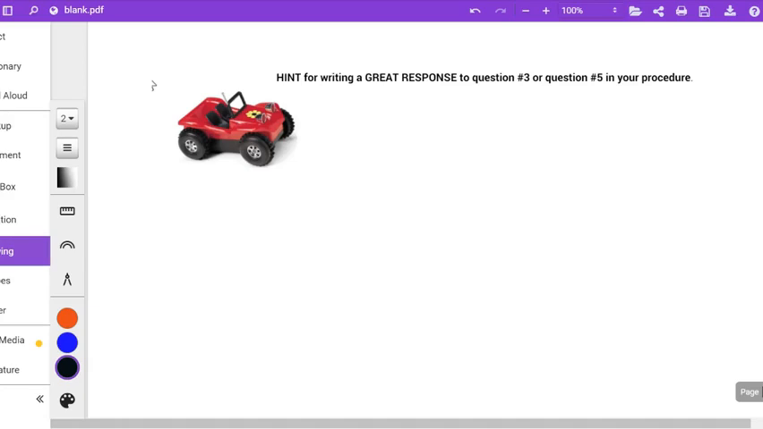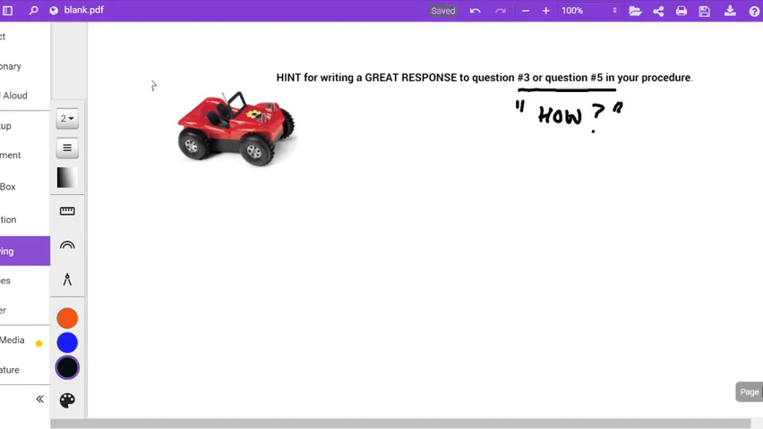Hi, here's a hint for writing a great response to question 3 or question 5 in your procedure. By the way, questions 3 and 5 are both the how questions. And so I'm looking for details on how you are going to measure the car when you're measuring its velocity, when you're trying to find out its velocity.